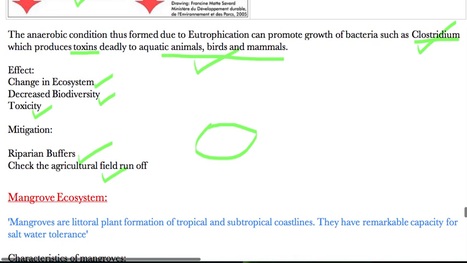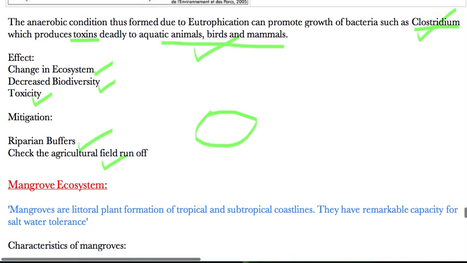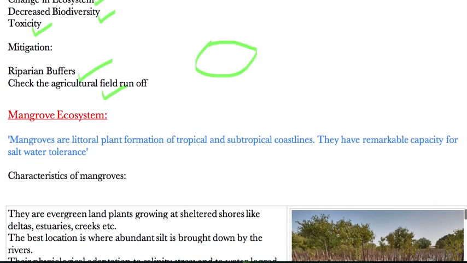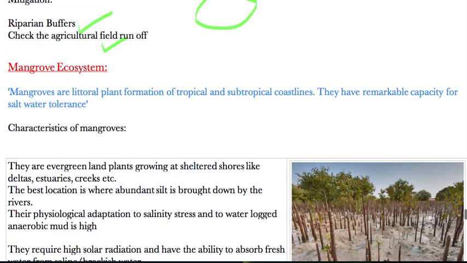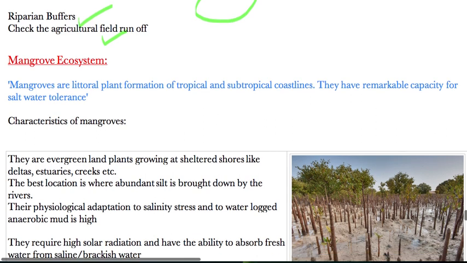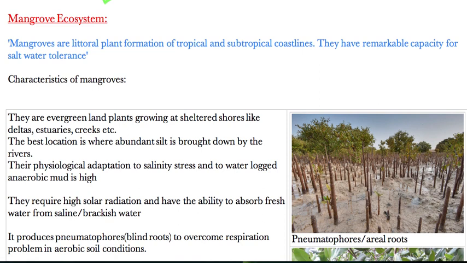Now we are going to discuss a very important topic, and a question might come from it, because two topics are very important: the mangrove ecosystem and coral reefs. We'll discuss these two first, and then one more important topic, which is wetlands. But first, as they are important, we will discuss them, and then we will discuss wetland topography and everything about that, the Ramsar Convention, etc.